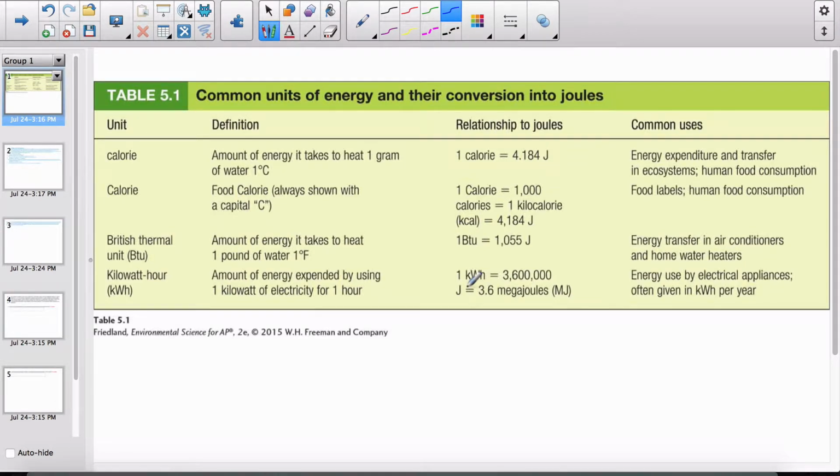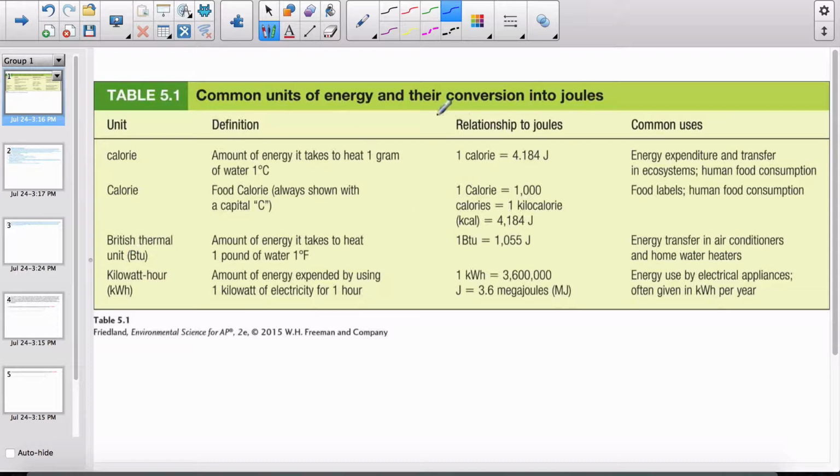Because Chapter 2 has a lot of introduction to energy problems that will be repeated a whole bunch, so might as well get started getting used to some of these units. Table 5.1 gives you lots of common units of energy conversion to joules, because joules is the standard unit in science, right? And last year in chemistry, you guys probably used the calorie also. But in APES, we tend to use these crazy sounding units called the British thermal units, BTUs.